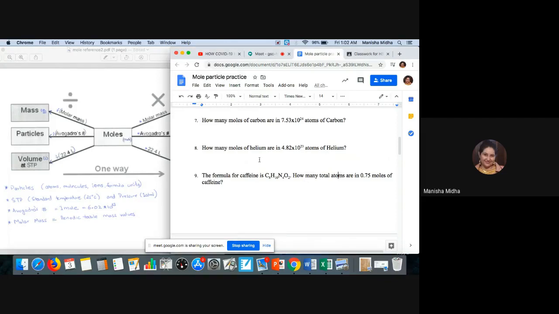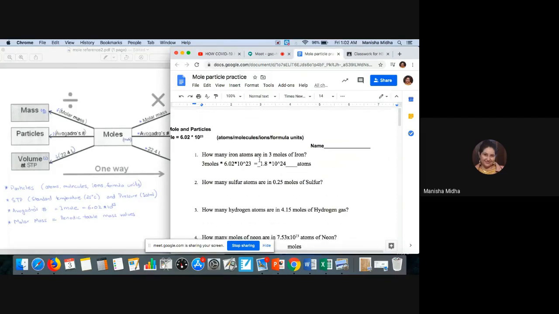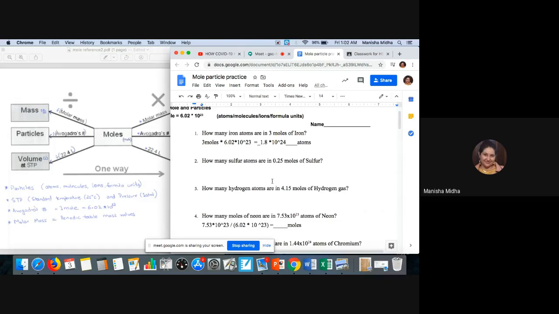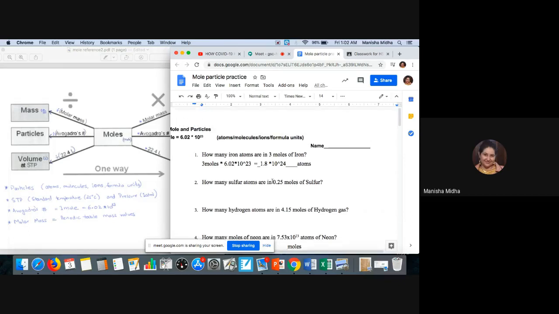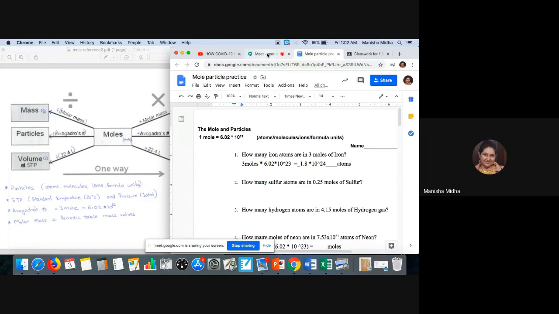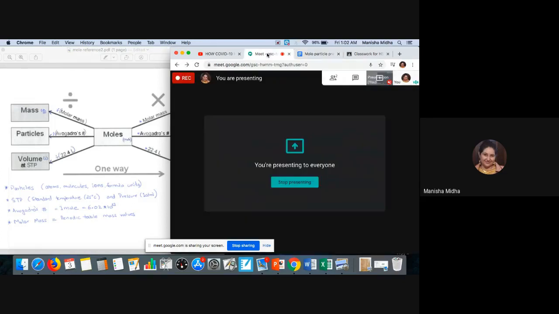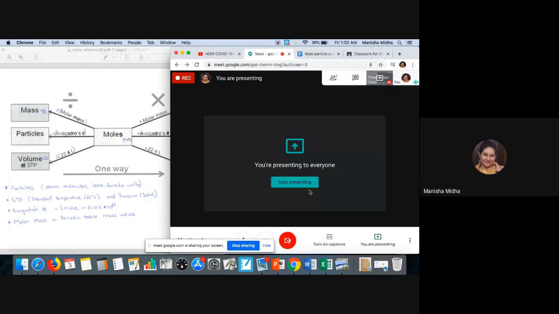Okay. So any question that says how many moles, you divide. Any question that says how many particles, atoms, molecules, ions, formula units, you multiply. I hope that helps. If there are any more questions, let me know. Good luck. I'm giving you 1 week to turn in this assignment.